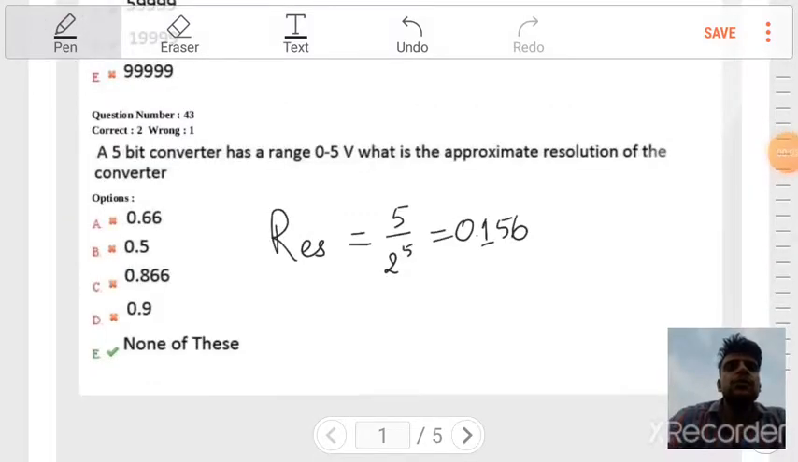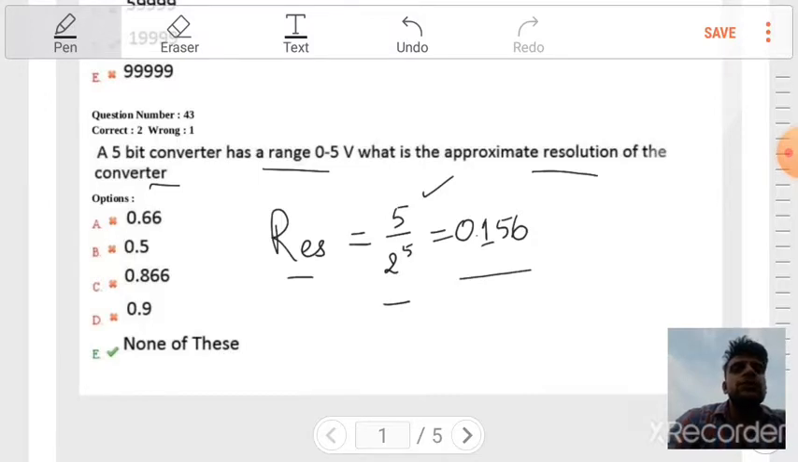In the next problem, a 5-bit converter has range 0 to 5 volt. Then what is the approximate resolution of the converter? So the resolution formula is maximum voltage range, 5 volt, divided by 2 to the power 5 for a 5-bit converter. It is approximately equal to 0.156. So the answer is not given, so option A is correct, none of these.